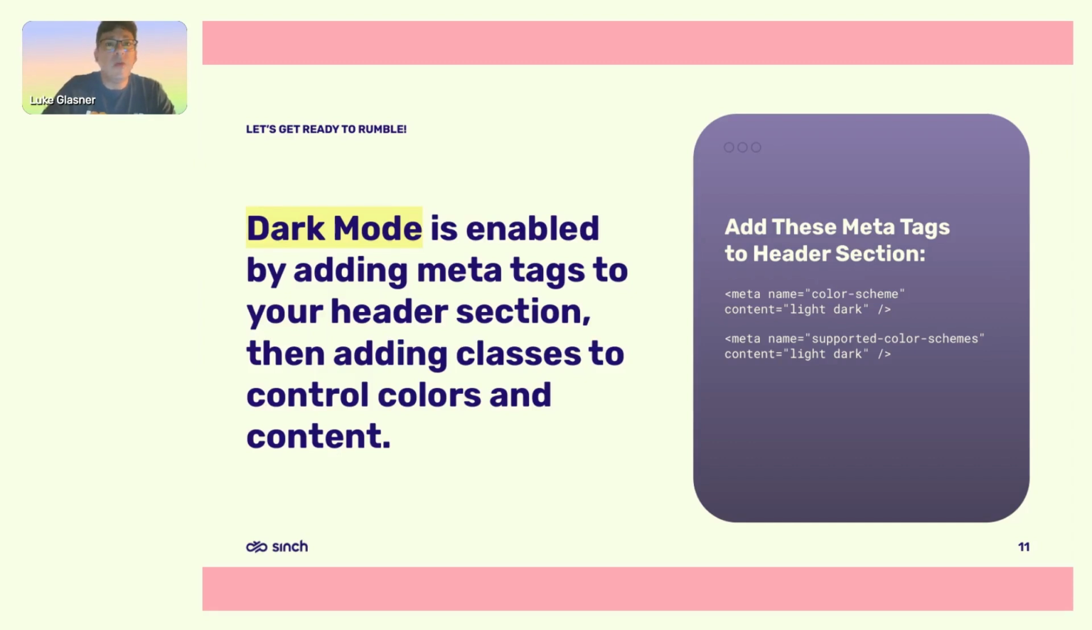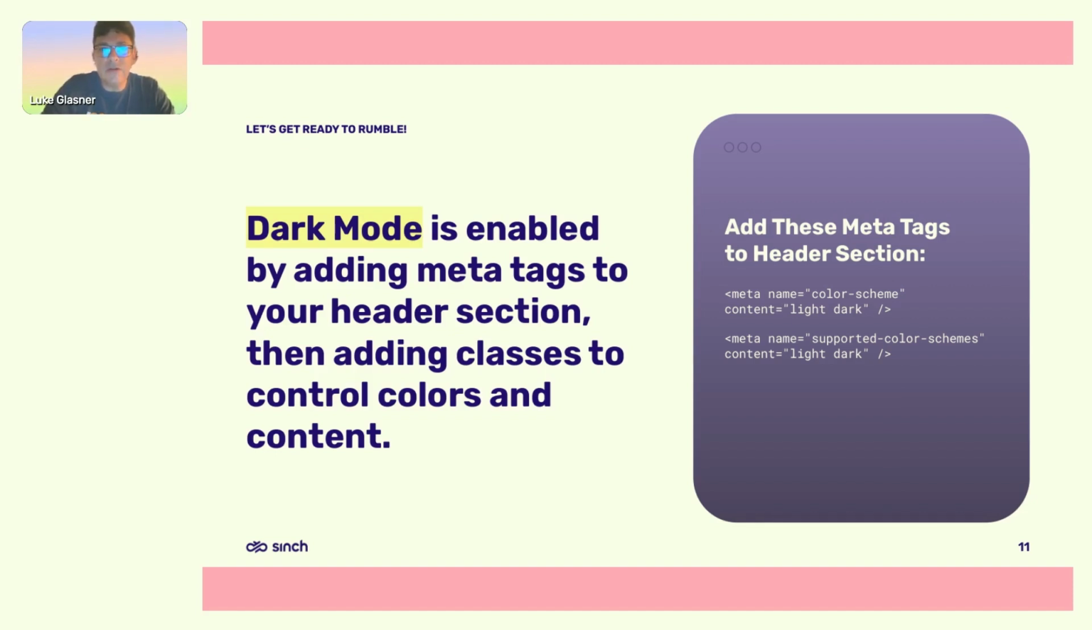The way you enable dark mode is by adding some meta tags to your header section, and then you use the classes to control the content and the colors. Basically, it's the same thing as doing your responsive design media queries, where you're making the queries for your mobile apps. So first you start out by adding these two meta tags to the header to tell it that, hey, we're going to support a dark mode profile or whatever you want to call it within the email client, right?